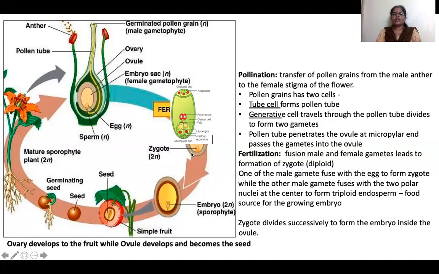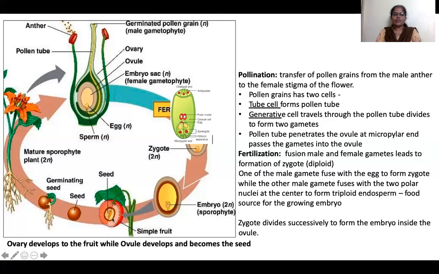The zygote later divides by successive cell divisions and forms an embryo within the ovule. The ovule becomes the seed and the embryo becomes the baby plant inside the seed, whereas the outer layer of the ovule, the ovary, becomes the fruit.